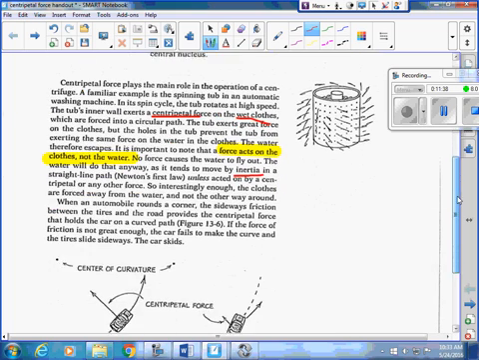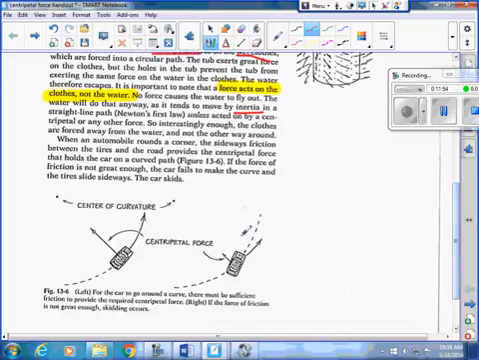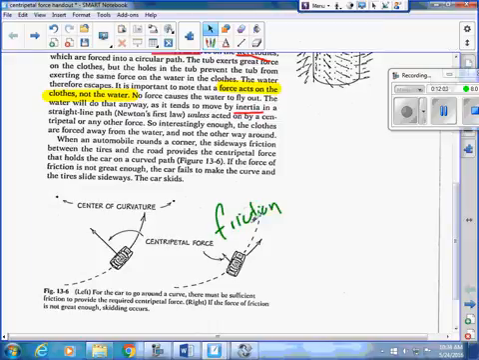When an automobile rounds a corner, the sideways frictional force between the tires and the road provides the centripetal force that holds the car in a curved path. If the force of friction is not great enough, if it's icy or you don't have your winter tires on, the car fails to make the curve and the tires slide sideways and the car will skid. So it is a centripetal force here that is provided by friction.